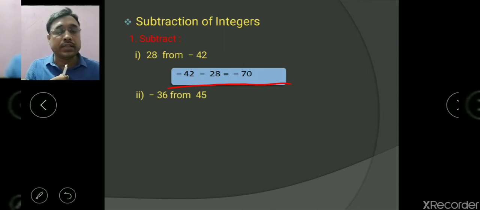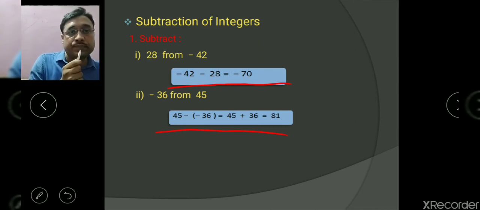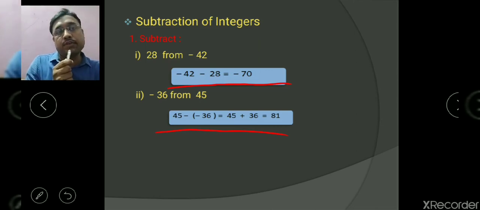Next you see, subtract minus 36 from 45. Here the first number is positive, students. You see the changes in both the questions. Okay, so what will you do? Minus 36 from 45, so 45 minus of minus 36. Here minus and minus, again that sign will multiply here. In between the two numbers you have seen the two minus signs are there, so they will multiply. Then minus into minus, here plus I have written, then you will write 45 plus 36 equals 81. So this is the result.